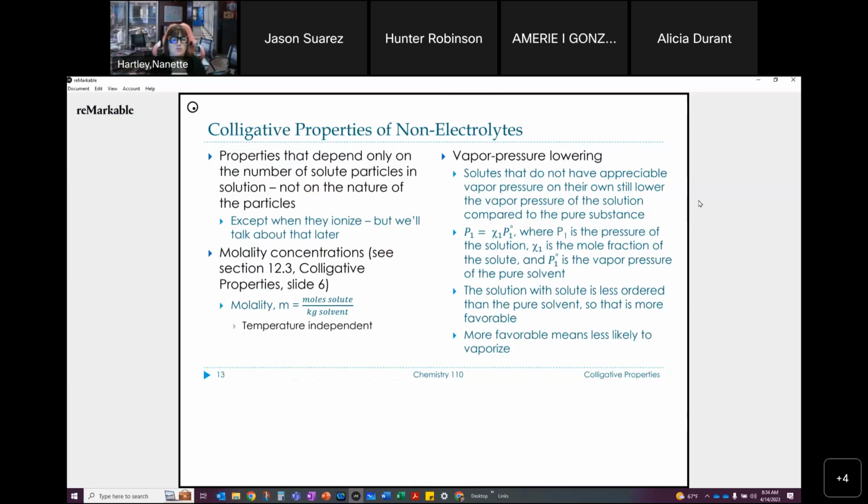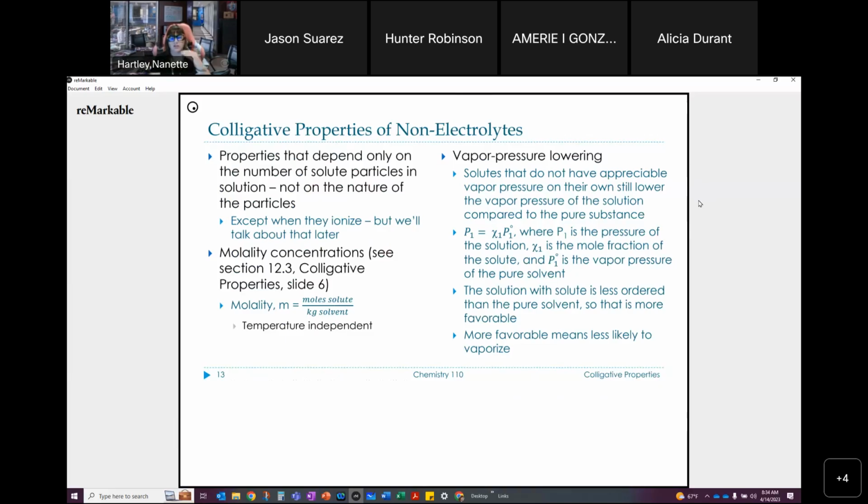Okay. So if we look at our molality concentrations, again, molality is mol, that's moles of solute per kilogram of solvent, temperature independent. We're going to use that when we talk about those temperature changes. One of our colligative properties is called vapor pressure lowering. What that means is that solutes do not have an appreciable vapor pressure on their own over a solution because there's not that much of them present. Very small amounts of them means that it's much, much harder for them to get out of solution. Statistically, it's less likely that they'll be out of solution. So they don't typically have that high pressure.